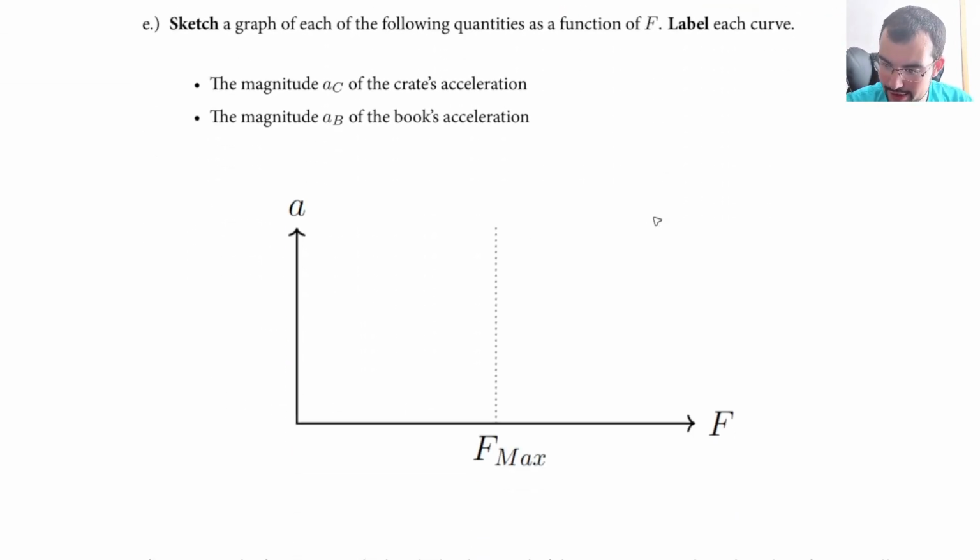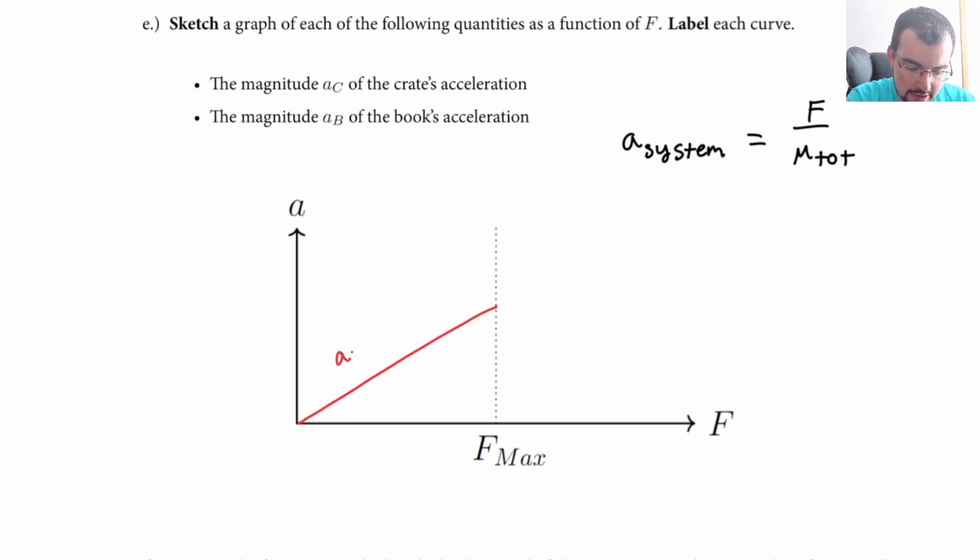Now we want to graph the different accelerations as a function of the force. The easy part is before F max, because the acceleration is just a system acceleration that everybody shares before we have reached that maximum value. And as we increase the force, we increase the acceleration. Newton's second law is linear. So here we have the block and crate sharing accelerations.